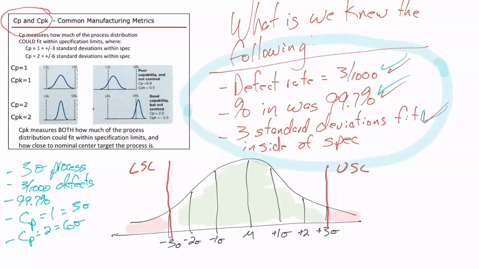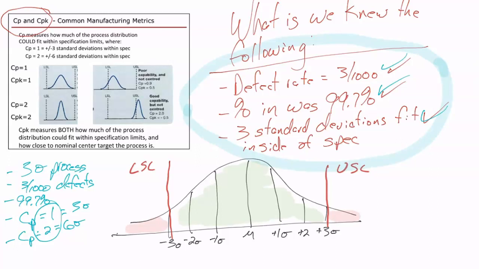How did they come up with that? It was defined that way. It was just stated we're going to start with a brand new metric. We're going to call it CP. We're going to call it 1 if you've got a 3 sigma process. If you've got a 6 sigma process, we're going to give it a CP of 2. And so a new metric called CP was created.